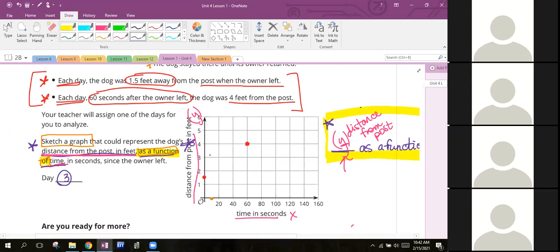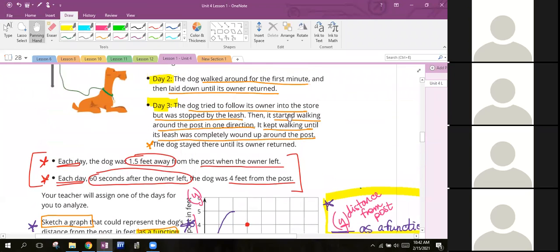Why can it not go past? Lake. It can't go past that 5 feet. Alex, focus. All right. So then he realizes he gets stopped by the leash. So then it says he started walking around the post in one direction, and it kept walking until its leash was completely wound up around the post.